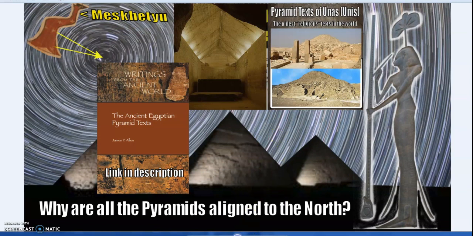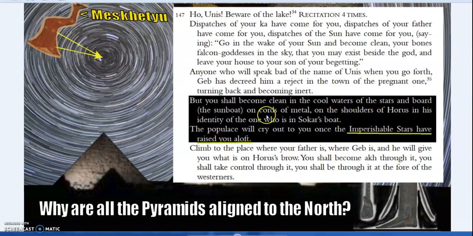Back to the pyramid text of Unas. So for instance, you shall become clean in the cool waters of the stars and board the sun boat. That's probably the one next to the pyramid, or one of them, on the cords of metal, on the shoulders of Horus in his identity of the one who is in Sokar's boat. Now, Atum was the sun god of the dawn, Horus was the sun god of midday, and Khepri was the sun god of the evening.